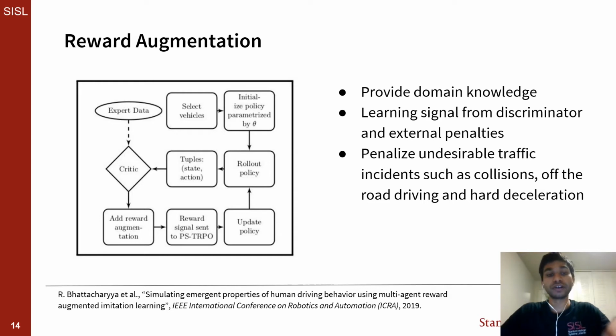And these tuples are then sent to a critic, which also absorbs expert demonstration data. The critic works like a binary classifier, which tries to classify between the expert data and the synthetic state action tuples, and outputs a classification decision. To that output, we also add our external reward augmentation, which is domain knowledge, which penalizes undesirable states. This reward signal is then sent to parameter sharing trust region policy optimization, which is basically a multi-agent extension of the trust region policy optimization approach. And this is used to update the policy, and that process then repeats. So just to repeat, two modifications: parameter sharing for multi-agent work and reward augmentation to provide domain knowledge.